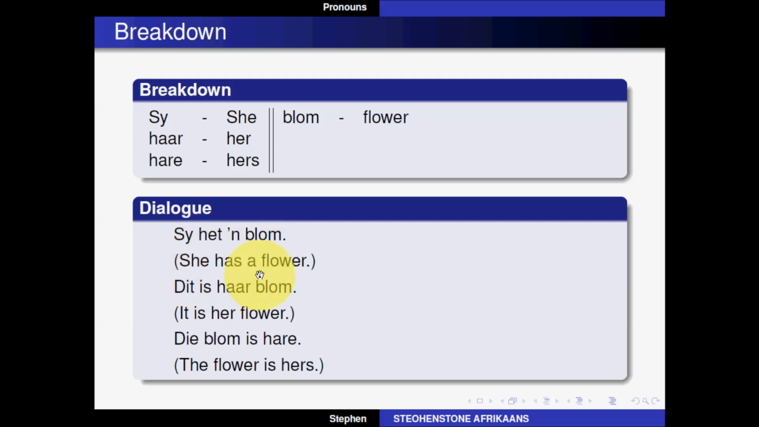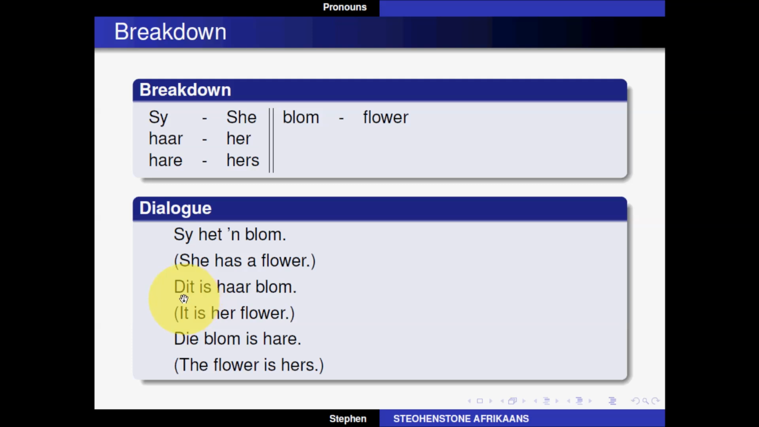She has a flower. And the reason there's no confusion is it's the positioning of the word sy, as it is for she, that it's in the beginning. There's no real confusion in terms of how the sentences are constructed, that this sy would mean she.